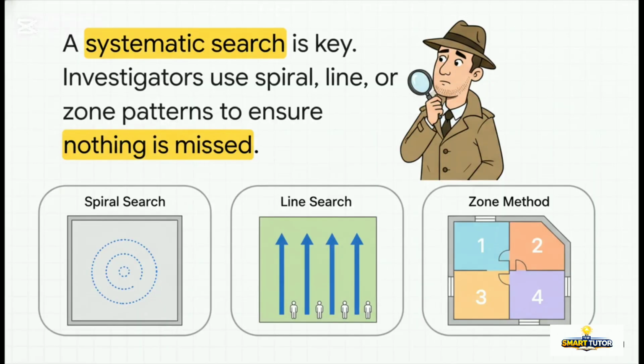And this is not just a casual stroll. Investigators use specific, proven patterns to be super thorough. For example, in a single room, they might do a spiral search, starting on the outside and working their way in. In a big outdoor area, they might use a line search, where a bunch of officers walk in a straight line together. And for a house with lots of rooms, they'll use a zone method, tackling one room at a time. The goal behind all of this is simple: miss nothing.